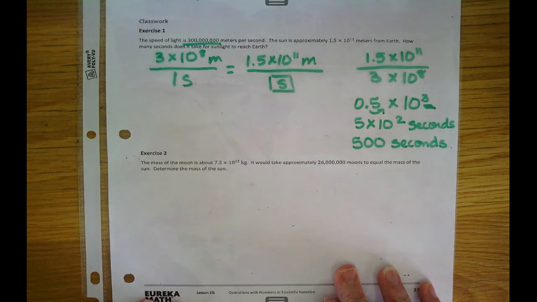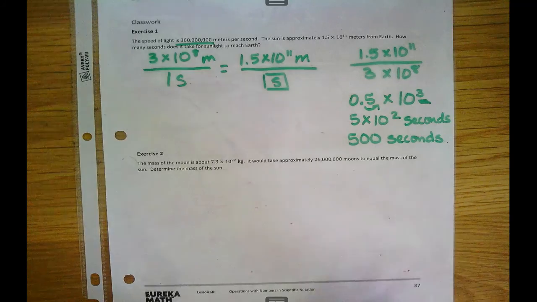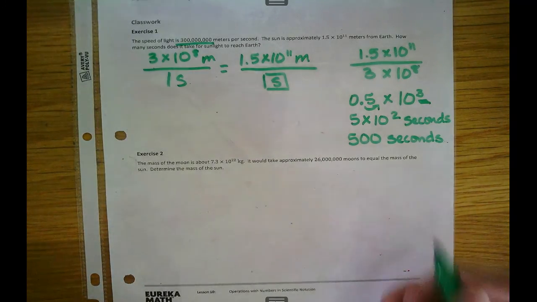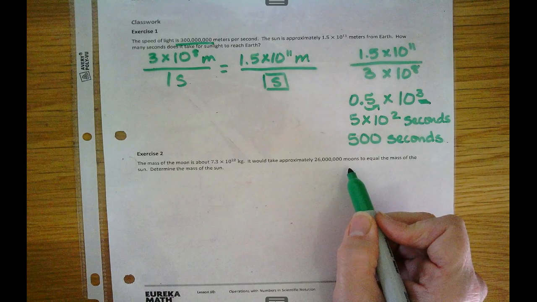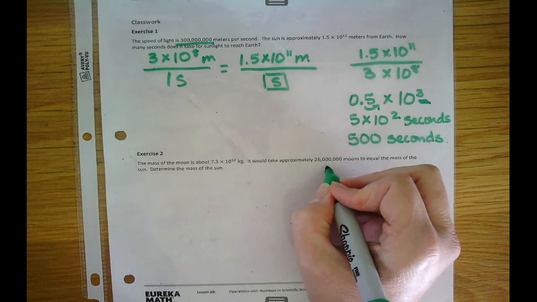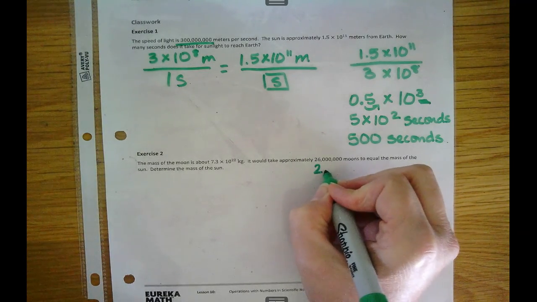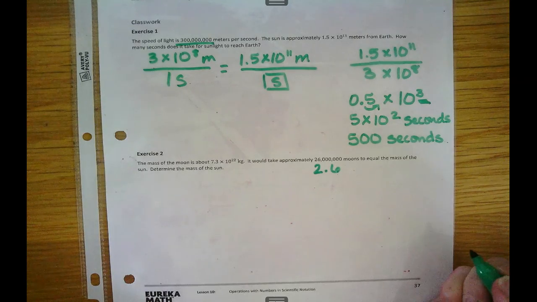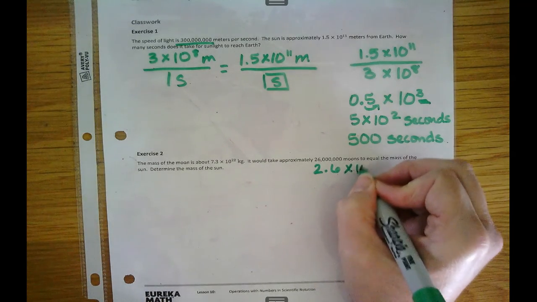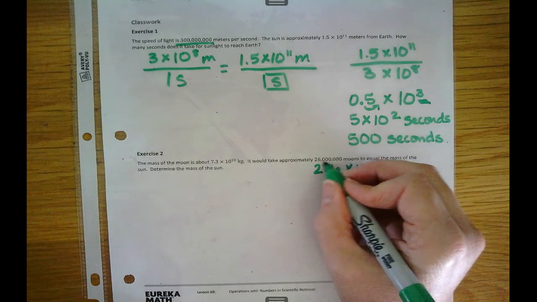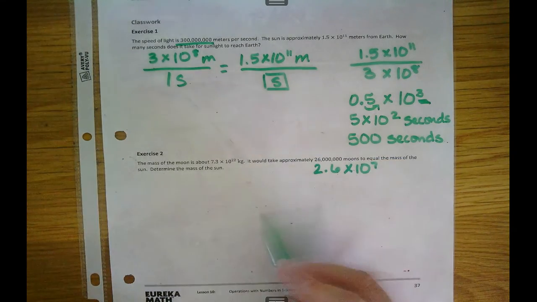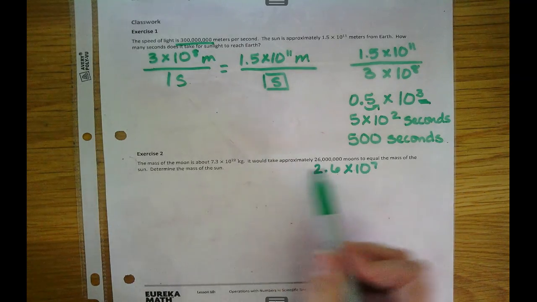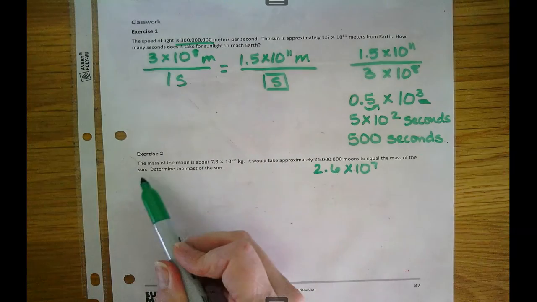Okay, exercise 2. The mass of the moon is about 7.3 times 10 to the 22. And it takes this many moons to equal the mass of the sun. So again, I'm going to write this number in scientific notation, 2.6 times 10, 3, 6, 7 places. And then I'm going to figure out what I need to do to solve this problem. It would take this many moons to equal the sun.